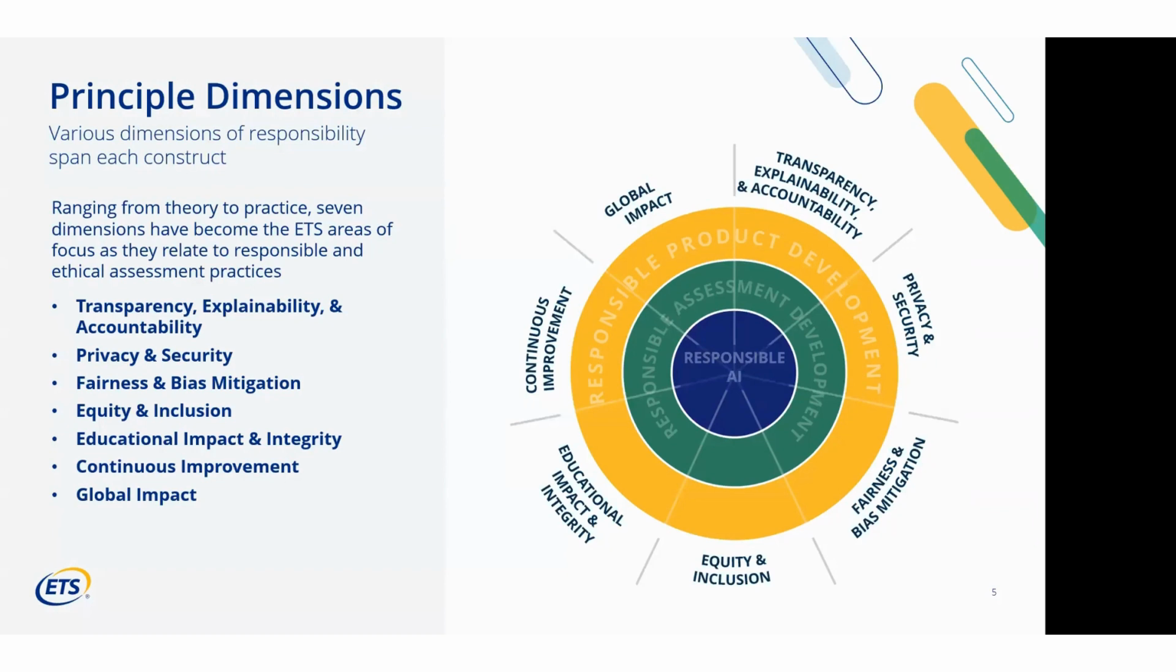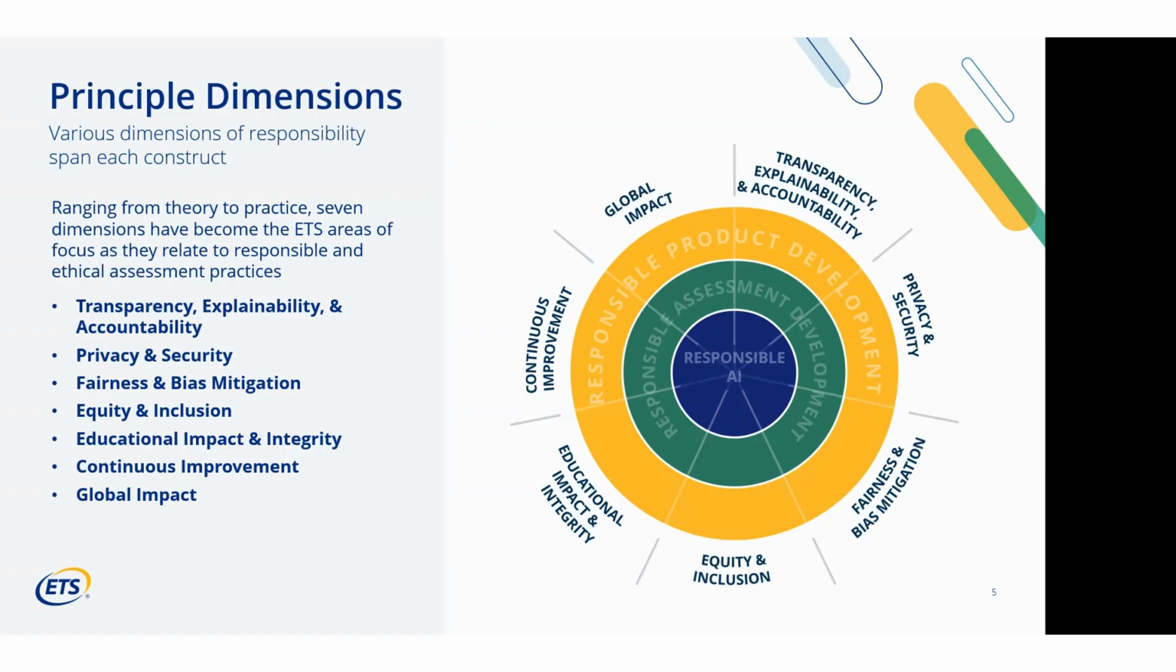constructs as well. So ranging from highly theoretical to highly practical, 7 dimensions started to emerge across responsible product development, responsible assessment development, and responsible AI. The dimensions that we thought were most important to be forefront in the standards are transparency, explainability, and accountability, privacy and security, fairness and bias mitigation, equity and inclusion, educational impact and integrity, continuous improvement, and global impact.